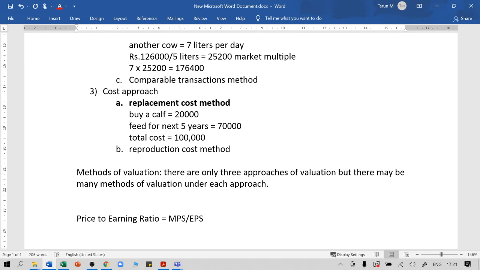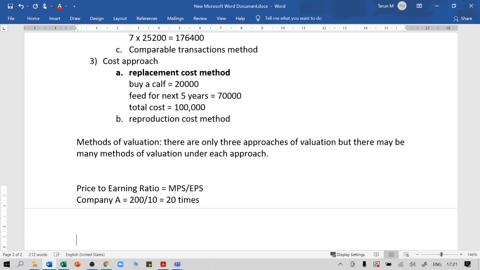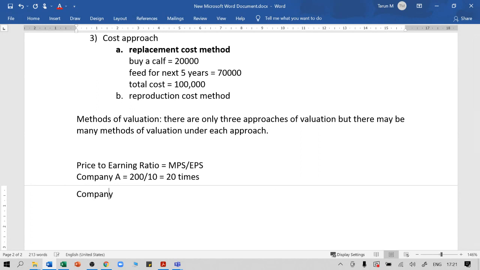So suppose there is one company which is named as company A. Now this company A has market price per share of 200 rupees while its EPS is just 10 rupees. So what do I say? That its price to earning ratio is 20 times. Same industry, you have one more company named as company B. This company has market price per share of 500 rupees while its earning per share is 50 rupees. So I can say that its price to earning ratio is 10 times.